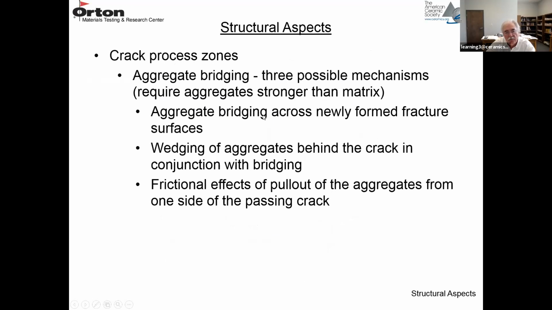You can have aggregate bridging across fracture surfaces. You can have aggregates wedging behind the crack in conjunction with the bridging. And you have frictional effects. Cracks have to pull out of the matrix. So there's a frictional pull out effect of the aggregates from one side of a passing crack. If the aggregate is a fiber, you then have to pull the fiber out of the matrix, which is a greater frictional effect.